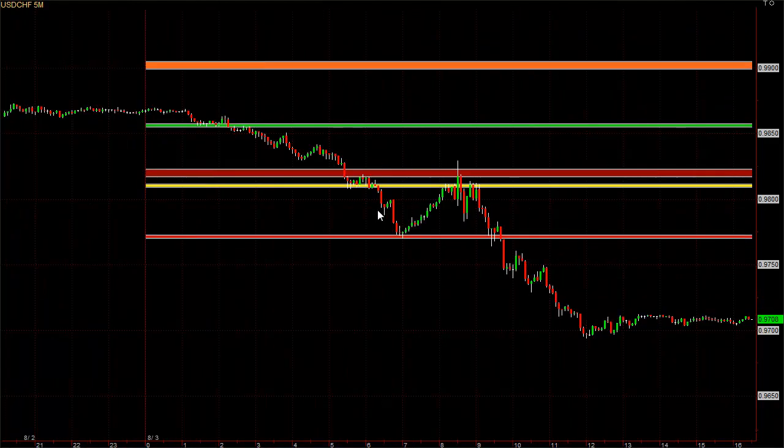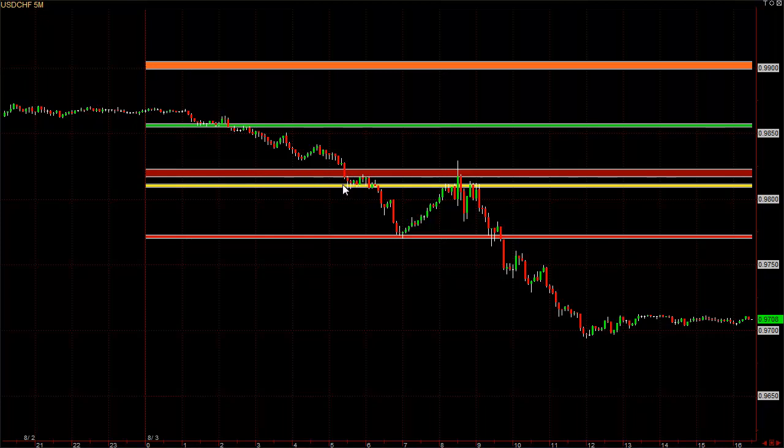So basically, how do you trade with this? How do you make money with it? These are areas of support resistance. You can see that today the dollar Swiss started off above yesterday's value area. And once it fell underneath there, it's likely to trend down. It's likely to find some support at last week's previous lower value area.